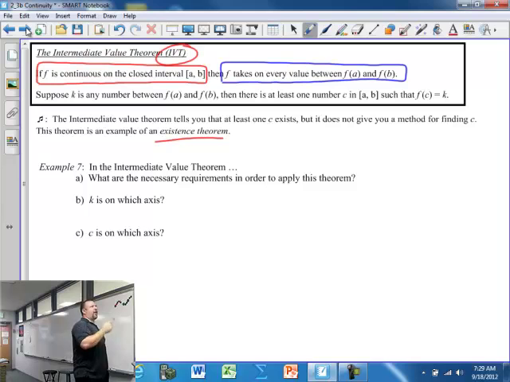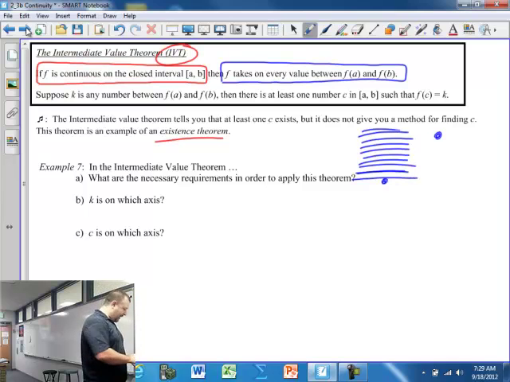All right? Now, seems simple enough. Suppose k is any number between f of a and f of b, then there is at least one number c in the closed interval a, b, such that f of c equals k. Doesn't that make more sense now? All right, probably not. All it means is if you're here one moment and you're here the next, as long as your function is continuous, this theorem says you must hit every single y value between this point and this point. It doesn't matter if the function goes like this.